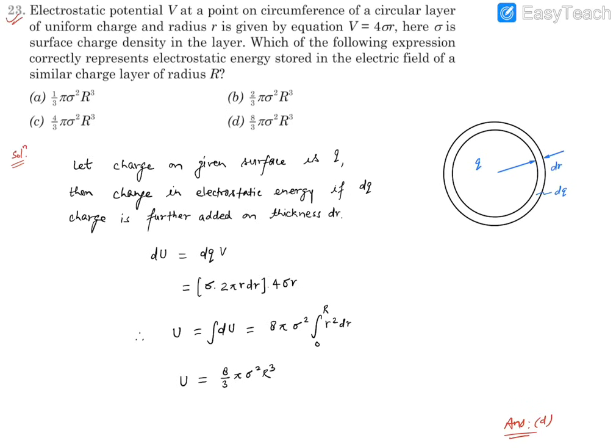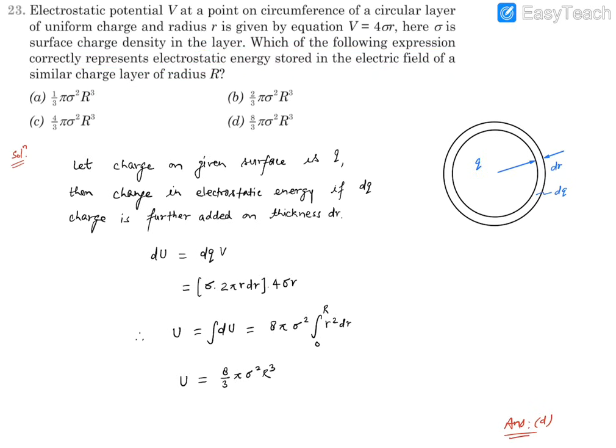Question number 23. It reads: electrostatic potential V at a point on a circumference of a circular layer of uniform charge and radius r is given by this expression. This is the potential, where sigma is the charge density of the layer. Which of the following expressions correctly represents electrostatic energy stored in the electric field of the similarly charged layer having radius capital R?